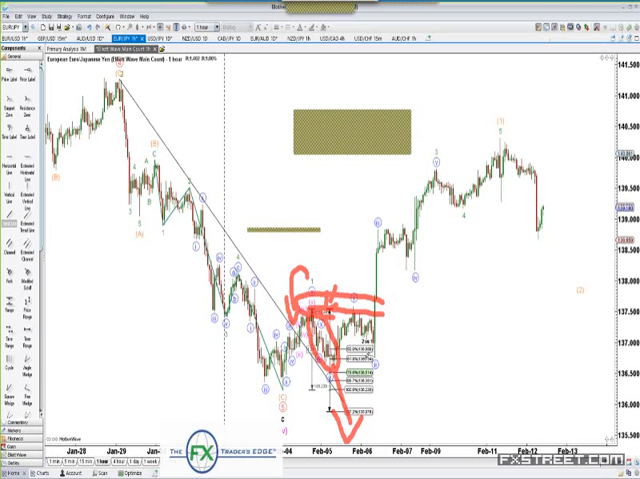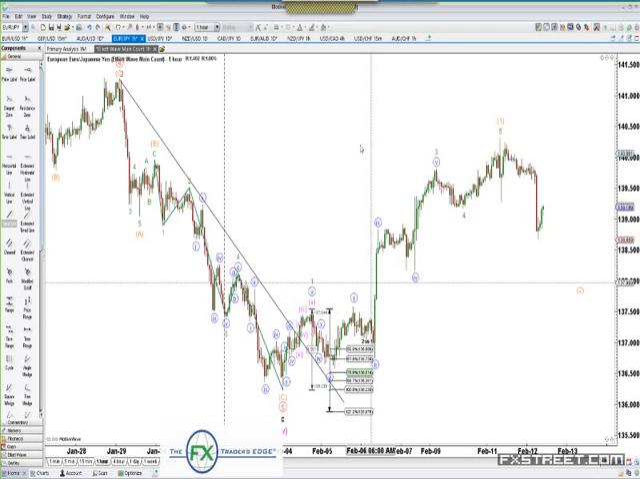And with the wave theory, that's not going to happen to you, because you are going to understand that the previous move was corrective and that we are inside of a new cycle. So, of course, the wave theory is going to protect you against bad trades.